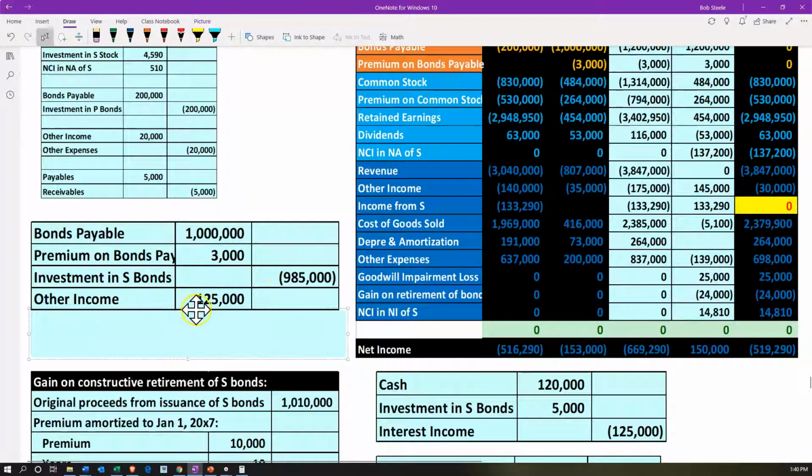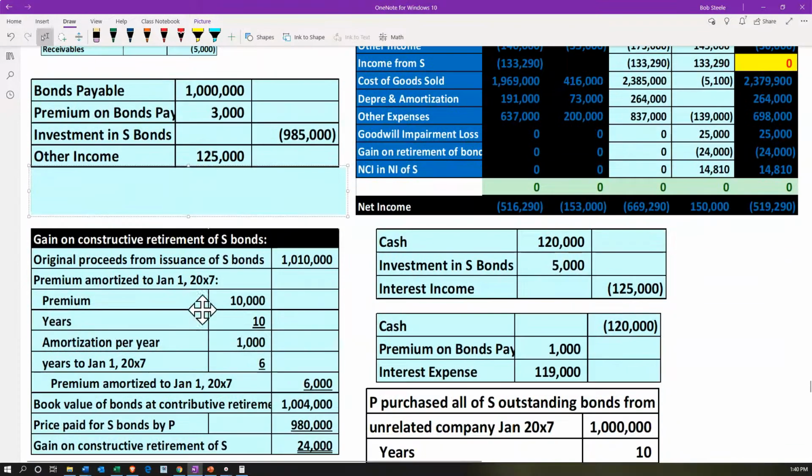So the interest income has to be going off the books as well. We calculated the interest income below by thinking about what the journal entries would be, at least from a consolidated total for the entire year's transactions. And we have here the cash of 120, the investment in S bonds, and then the interest income at the 125,000. So we have the 125 on the interest income.